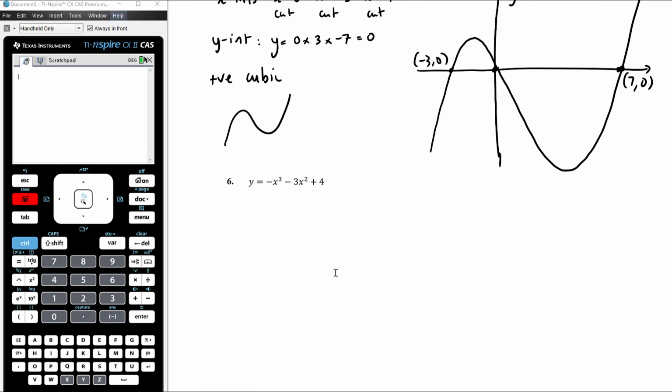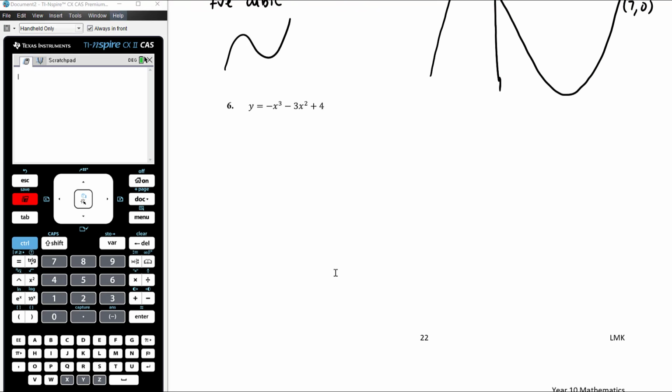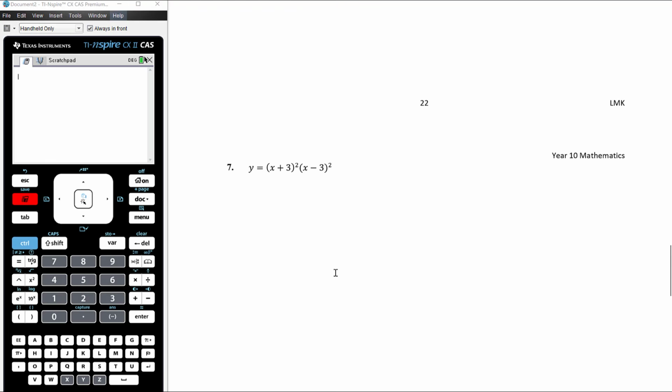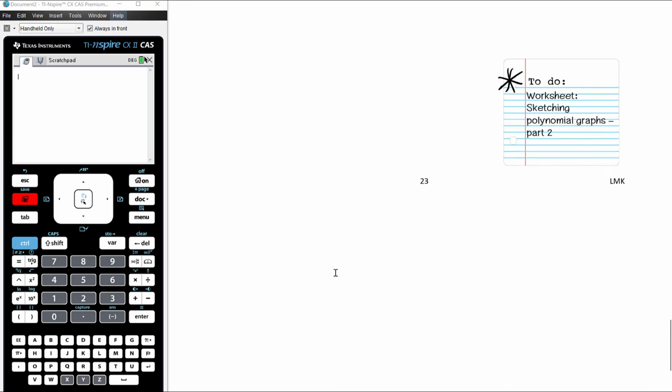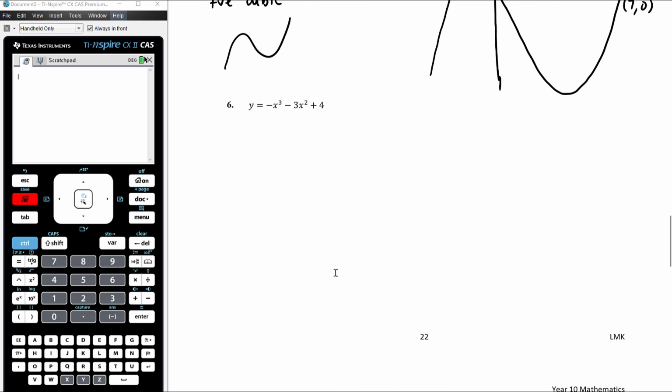Okay, question 6. We want to sketch this cubic. Now, it's not in factorized form. It's not in this nice form. So the first thing we want to try and do is factorize it to see if we can find the x-intercepts and sketch it from there. I haven't given us much space here. We haven't got a lot of space. Okay, so we're going to need to factorize it. If it's not already factorized, we need to factorize it.